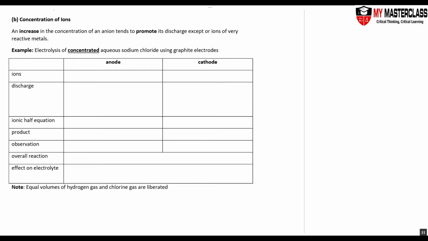So in the previous example, we were looking at dilute. Okay, and when it is dilute, we are interested in the position in the electrochemical series. Okay, what happens when the concentration of the ions increases? Meaning to say now I have concentrated sodium chloride. Okay, so using the same example, or rather we should always draw this out to help us see better.